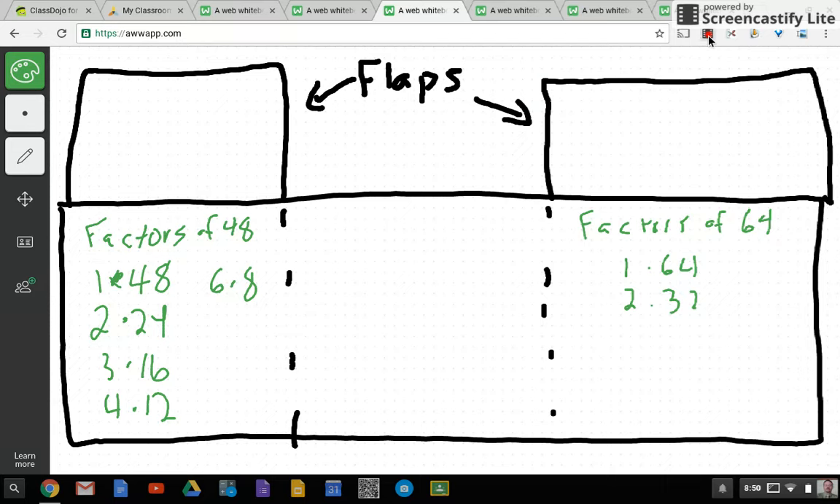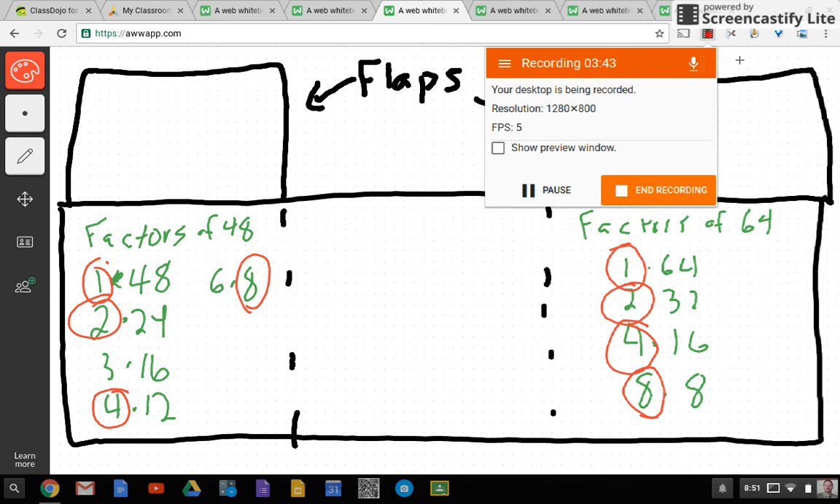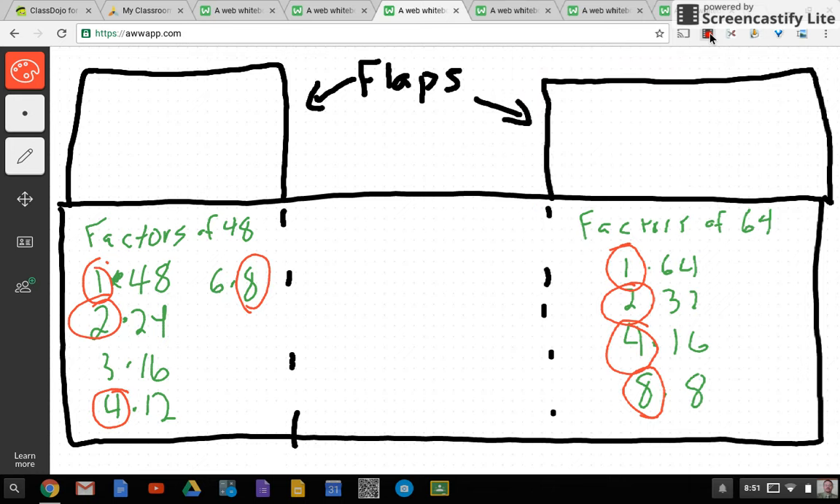So now then I'm moving through 4 times 16, 8 times 8. And now then, those are my factors of 64. So what do they have in common? Well, they have a 1, and they've got a 2, and they've got a 4, and they've got, let's see, no 12. Oops, I see an 8 over there. That could be easy to miss that one. Okay, so these are our common factors right there.